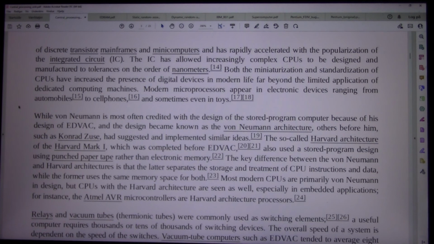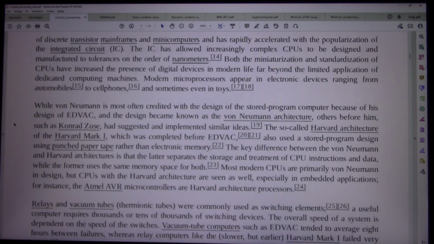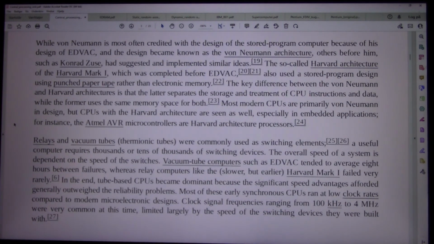While von Neumann is most often credited with the design of the stored program computer because of his design of EDVAC, and the design became known as the von Neumann architecture, others before him, such as Konrad Zuse, had suggested and implemented similar ideas. The so-called Harvard architecture of the Harvard Mark I, which was completed before EDVAC, also used a stored program design using punched paper tape rather than electronic memory.